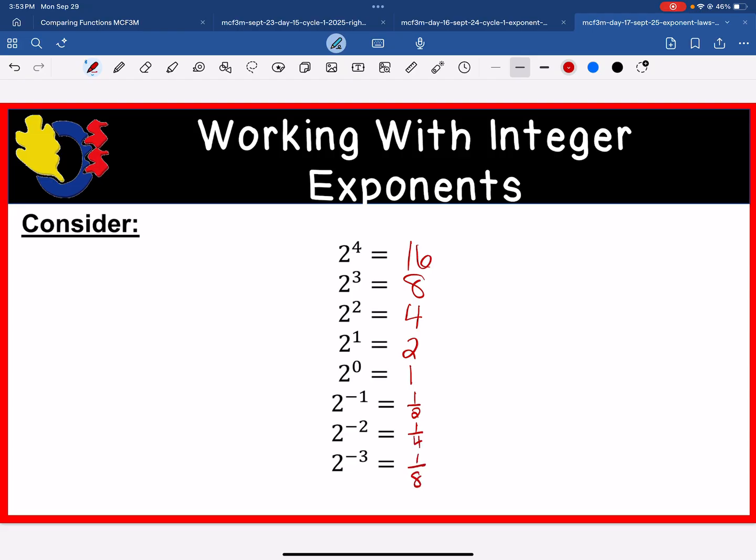Okay, so as we move down this column here, we've basically cut it in half, or in other words, we've divided by 2. And we've done that all the way down.